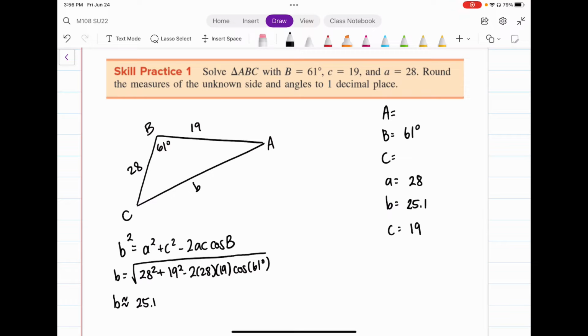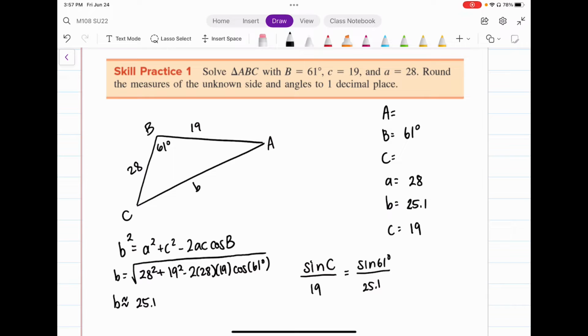Following the order for solving an oblique triangle given side angle side, we first found the length of the side opposite the angle. Now we're going to use the law of sines to find the measure of the angle opposite the shorter of the two sides. That's going to be angle C that we're going to try and find. So then the sine of angle C over side C of 19 is going to be equal to the sine of 61 degrees over side B, 25.1.